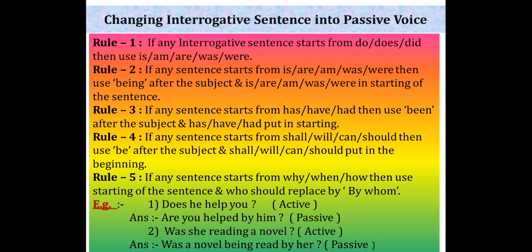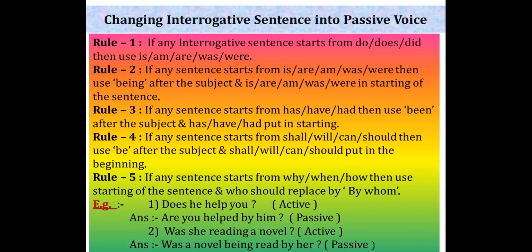Remember, when the sentence starts from am, is, are, was, were, then use B-E-I-N-G, being, after the subject, and at the starting you have to use am, is, are, was, were. And if any sentence starts from have, has, had, then use been, B-E-E-N, after the subject and put have, has, had in the starting of the sentence.